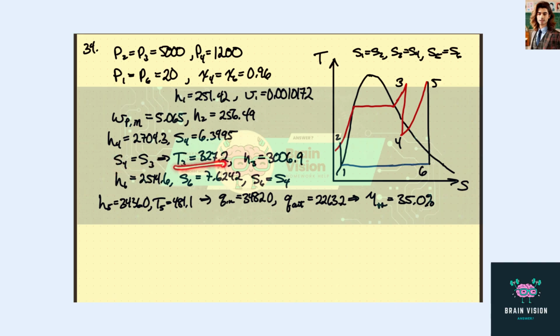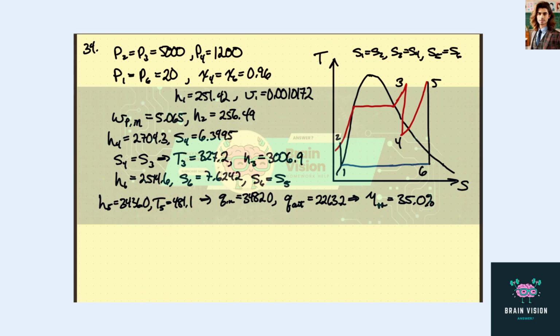The entropy at 3 is the same as the entropy at 4. So that gives us the temperature at 3, which is 327.2 degrees Celsius, and it gives us the enthalpy at 3. Now at 6, we also know the pressure and the quality, so we can get the enthalpy and the entropy. The entropy at 5 is the same as the entropy at 6, and so we can get the enthalpy and the temperature at 5.